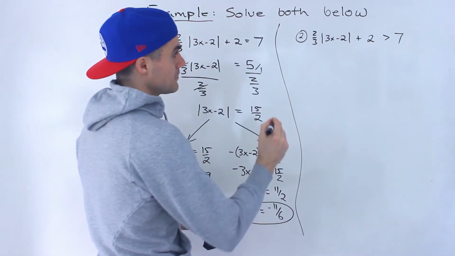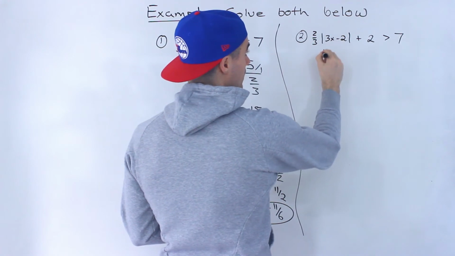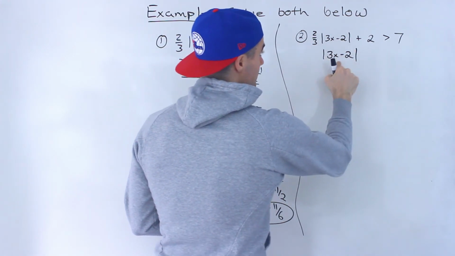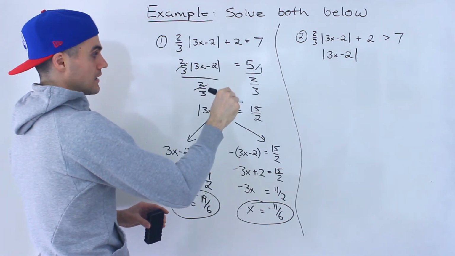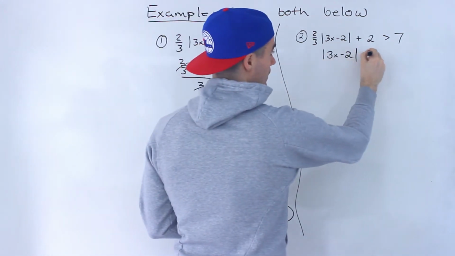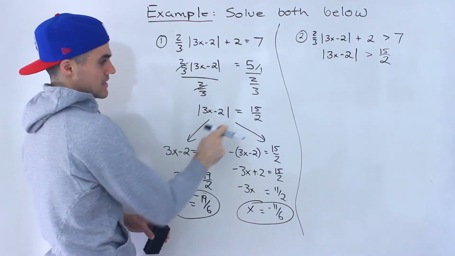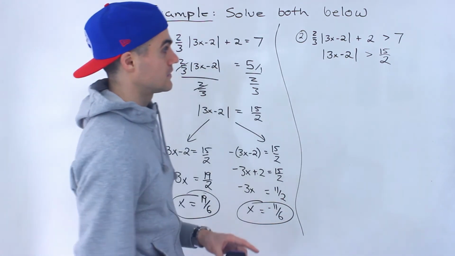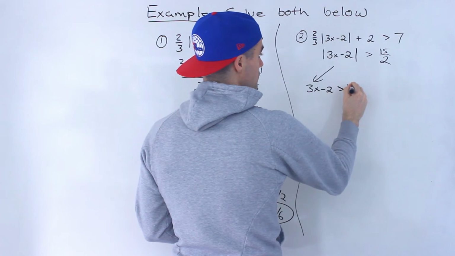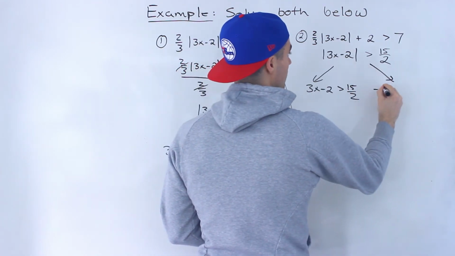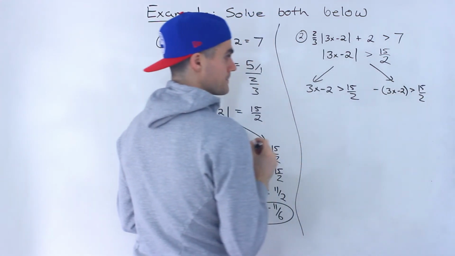Now with the inequality, same thing applies. We would bring the 2 over, divide both sides by 2 over 3. So we want to get that absolute value by itself on the left side, and we'd end up having this being greater than 15 over 2. So this exact step is the same. It's just now we have an inequality sign right there. Then from here, same thing. We would have those 2 cases.